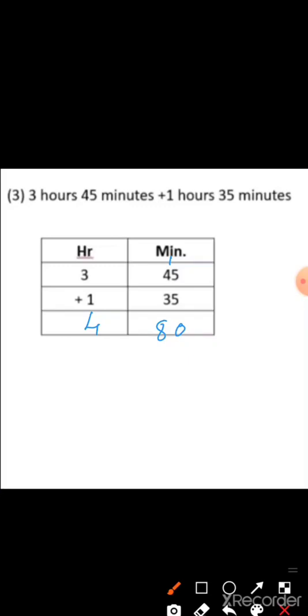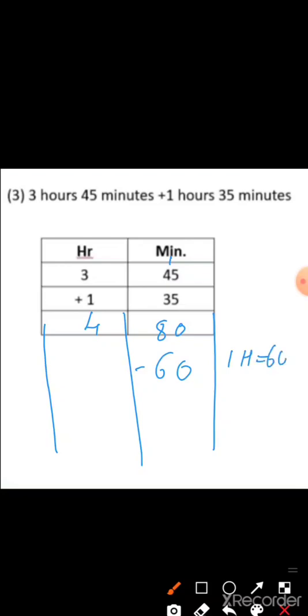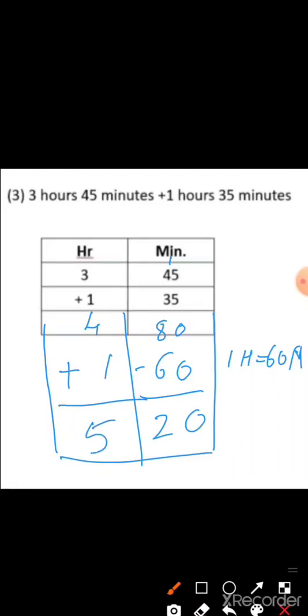Again this crosses 60. So we will subtract 60 minutes from 80 minutes. Minus 60, because 1 hour is equal to 60 minutes. 80 minus 60 is 20. Add 1 hour. 4 plus 1, 5. 5 hours, 20 minutes.